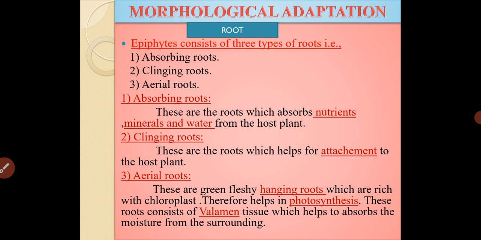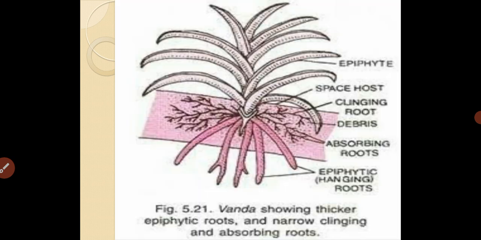This is the very important root called the aerial root, which is the special root present in epiphytes. These are also called hanging roots, which are rich with chloroplast, hence they are involved in photosynthesis. They comprise velamen tissue which absorbs moisture from the surrounding environment.